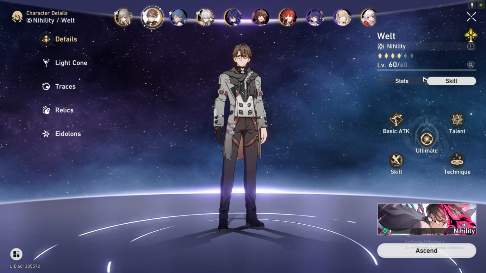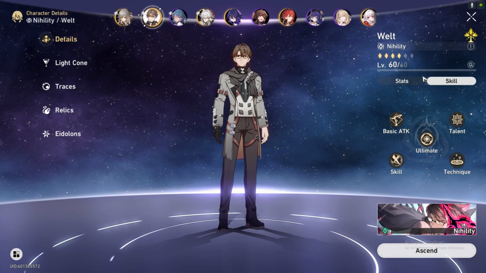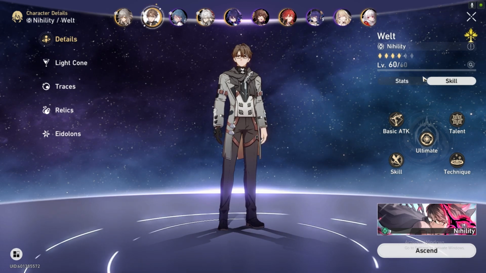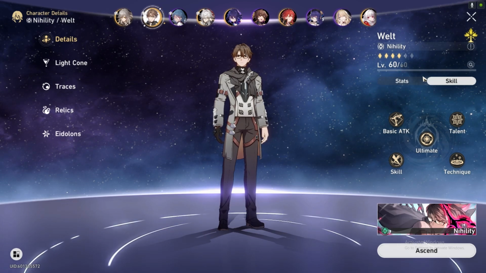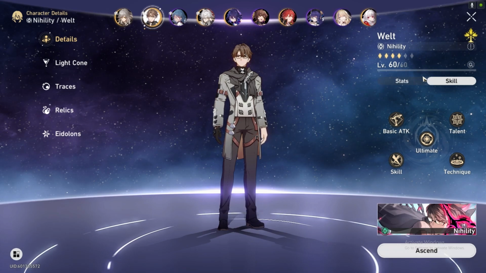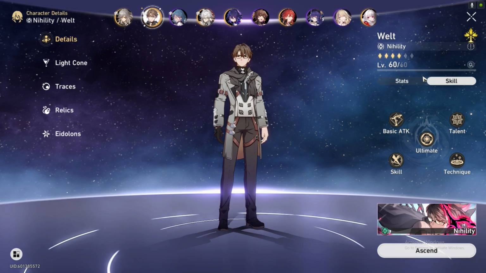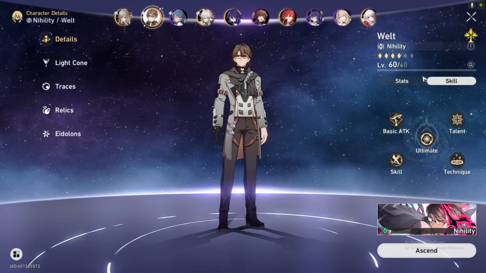So first of all, what is effect hit rate? Whenever you have a character that can apply a debuff, like shock or freeze, whatever the element, they all have a percent chance to apply the debuff, because most of the time it's not guaranteed. So the effect hit rate stat will basically improve your chances to apply this debuff.